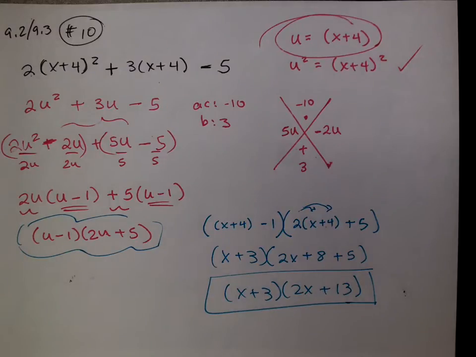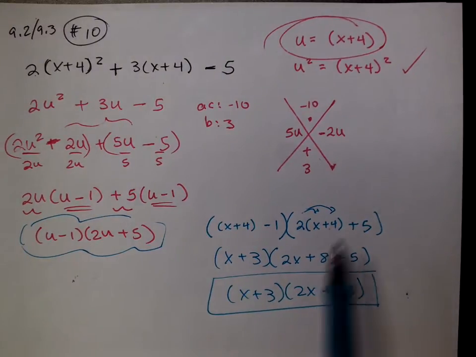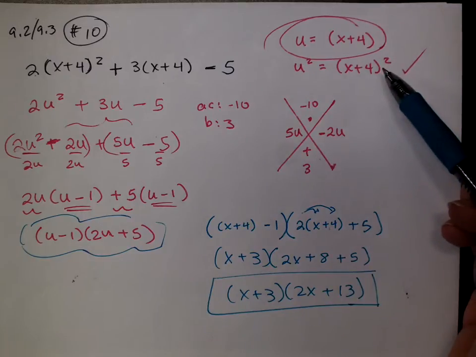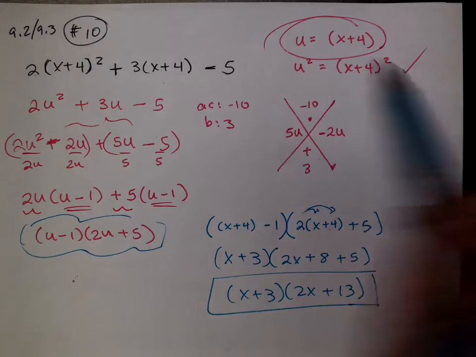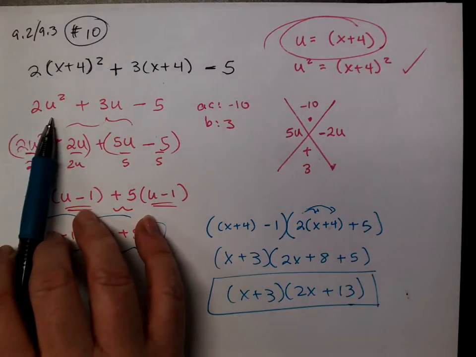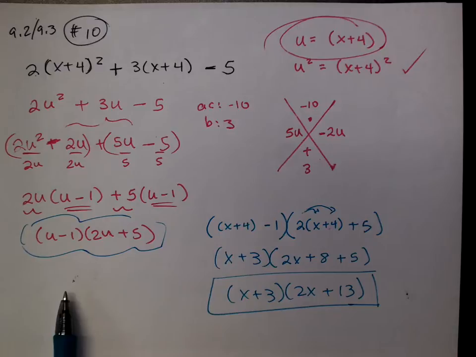Because of that u squared, it was parentheses x plus 4 squared. Why didn't you substitute that in with that square? What square? Over here? No, go down. There's no more square left.